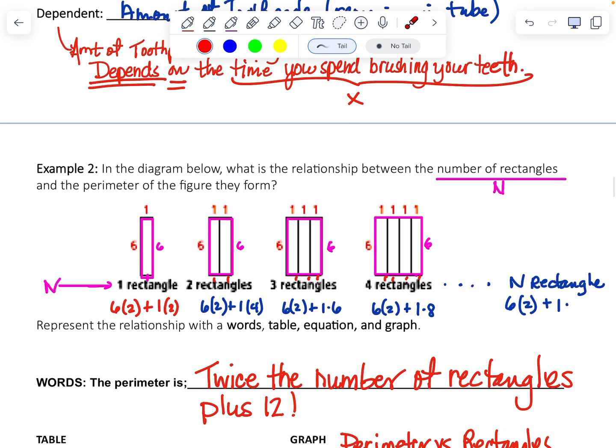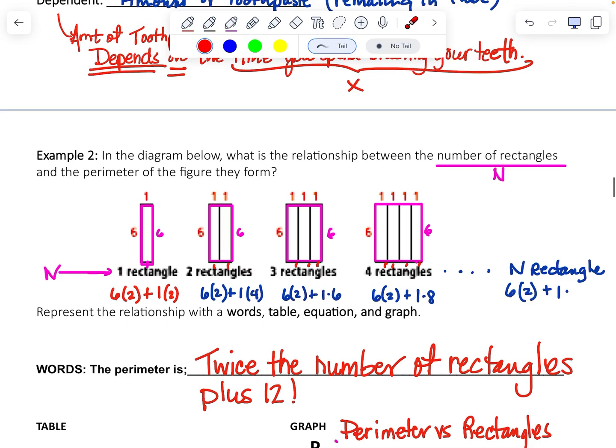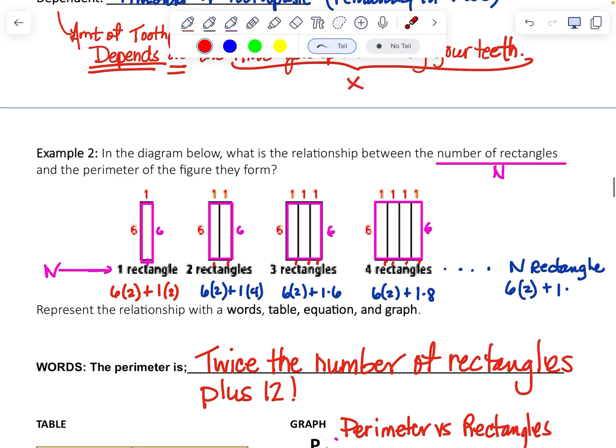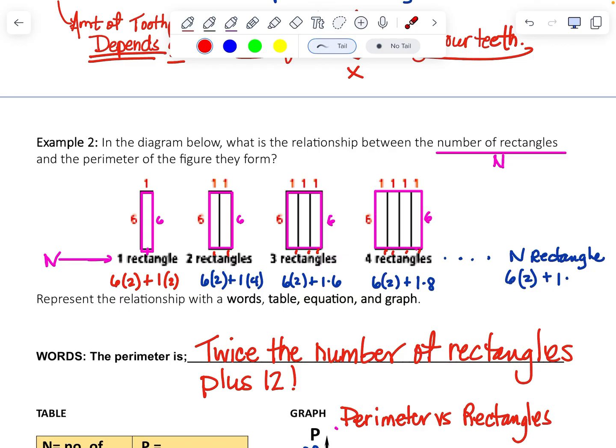Example 2, what we did is we looked at the number of rectangles, which I said I'm going to make n, and the perimeter of the figure that they form. I didn't say this in class, but the perimeter depends on the number of rectangles, because it seems like it increases as you go over. So I set up some numbers to take a look at, where I had 6 times 2 in each situation constant. So 6 times 2 is going to be 12 for each of them. And then you have 1 times 2, 1 times 4, 1 times 6, 1 times 8.